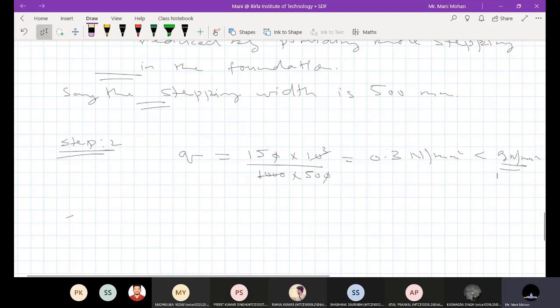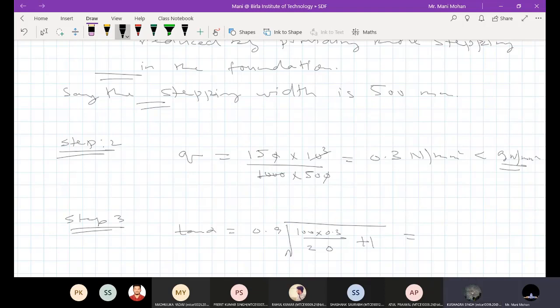Now step 3, I have to compute tan alpha. So tan alpha is equal to 0.9 root over 100 into Q naught, and this is the Q itself. So 100 into Q, where Q is 0.3, divided by fck, which is 20 plus 1. So how much is tan alpha? It is 1.423. So as you see, this is reduced to 1.42.